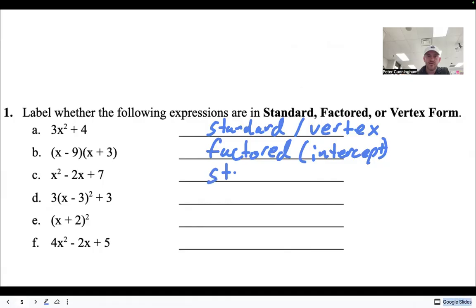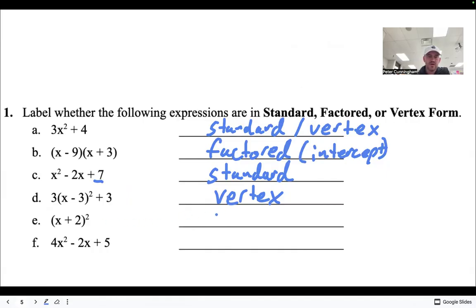Whereas standard form, which this one is right here, makes it really easy to see what our y-intercept is. And then our vertex form, this one is this vertex here. This gives me the vertex, right? I can tell right now that this is going to be a vertex of 3, because that's the opposite here, and 3, and it'll be 3 times as steep as usual. Vertex form is my favorite, I think.